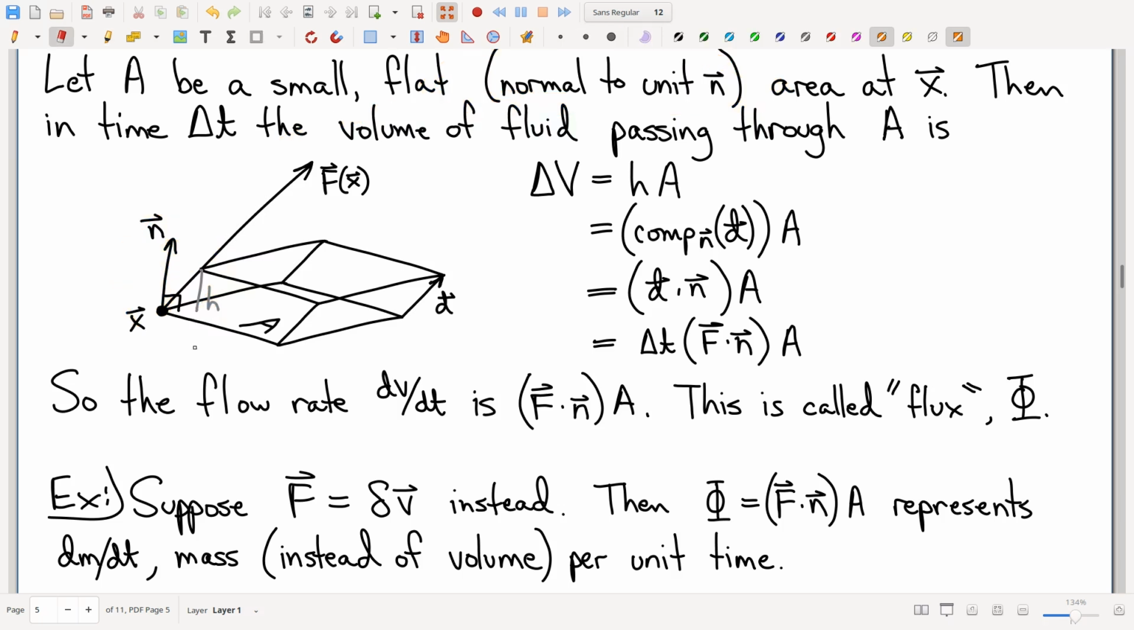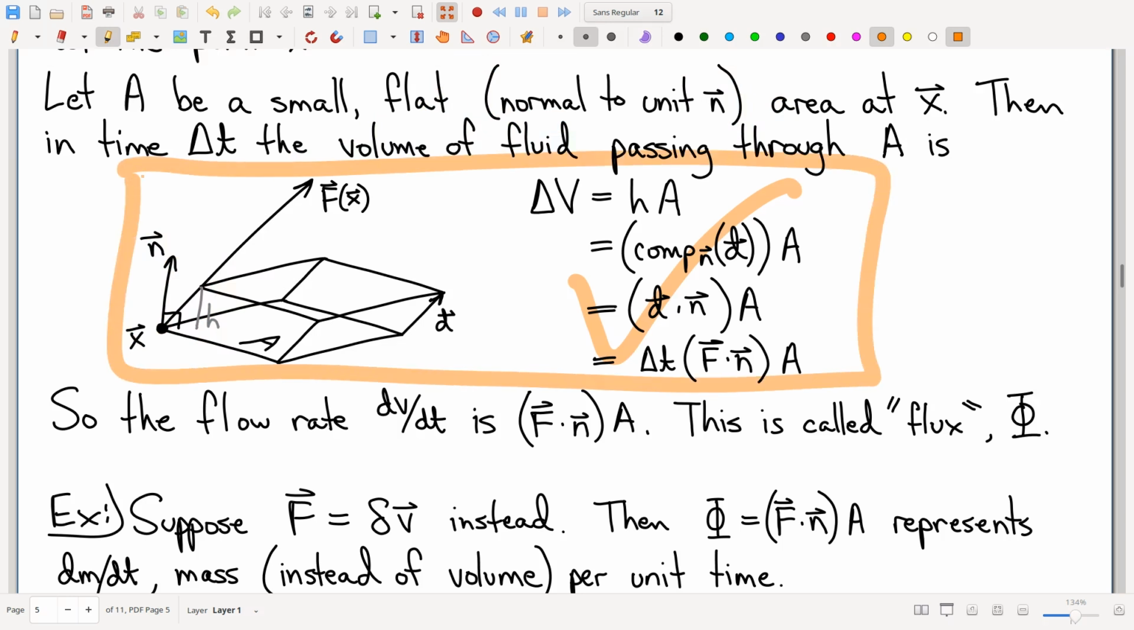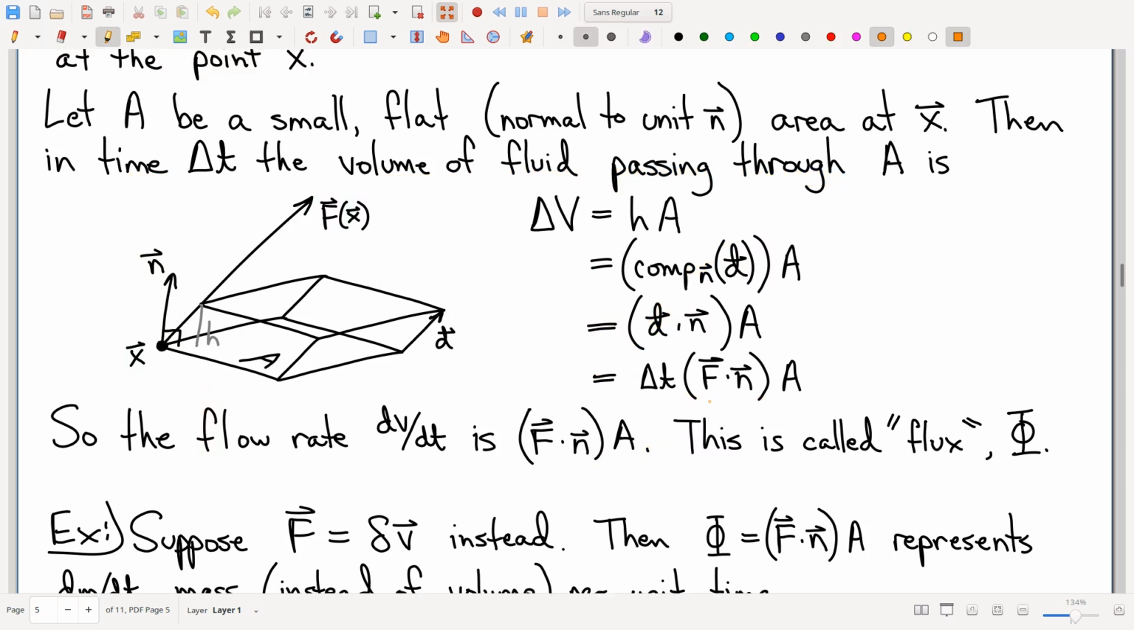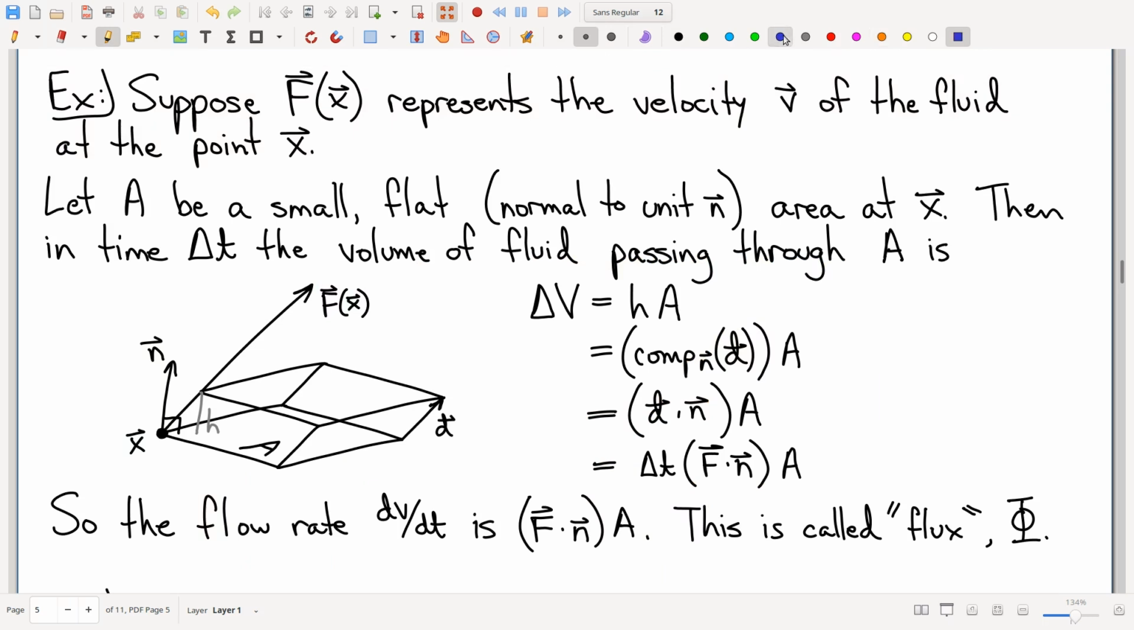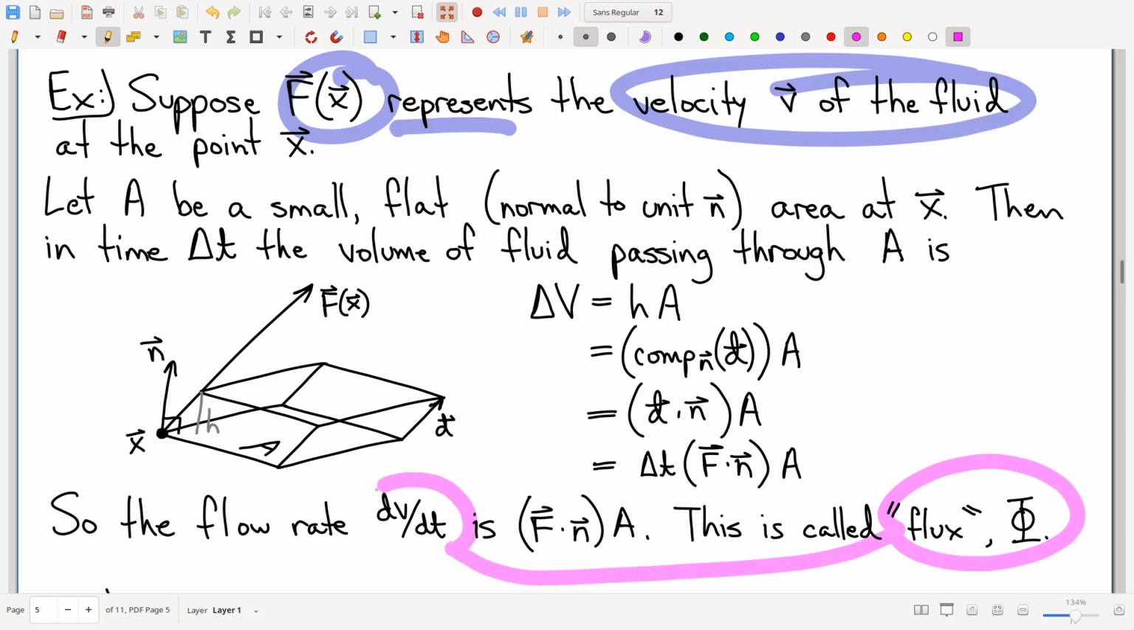Okay. Now, I think this is a really good calculation right here. This picture, this resulting algebra, getting down to this result right there. Let me just remind you real quick, what we've shown is that if, and our very first assumption, the vector field represents the velocity of the fluid, then the result was that the flux represents our flow rate. Vector field being velocity, the flux gives us volume per unit time.